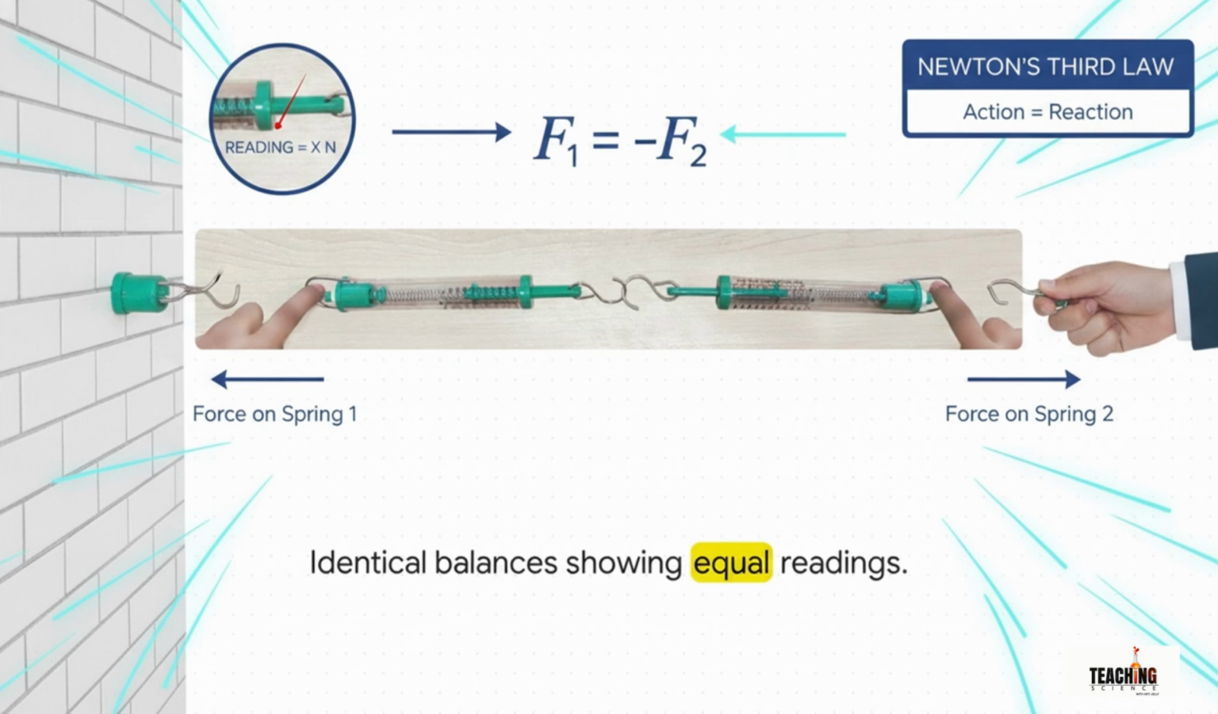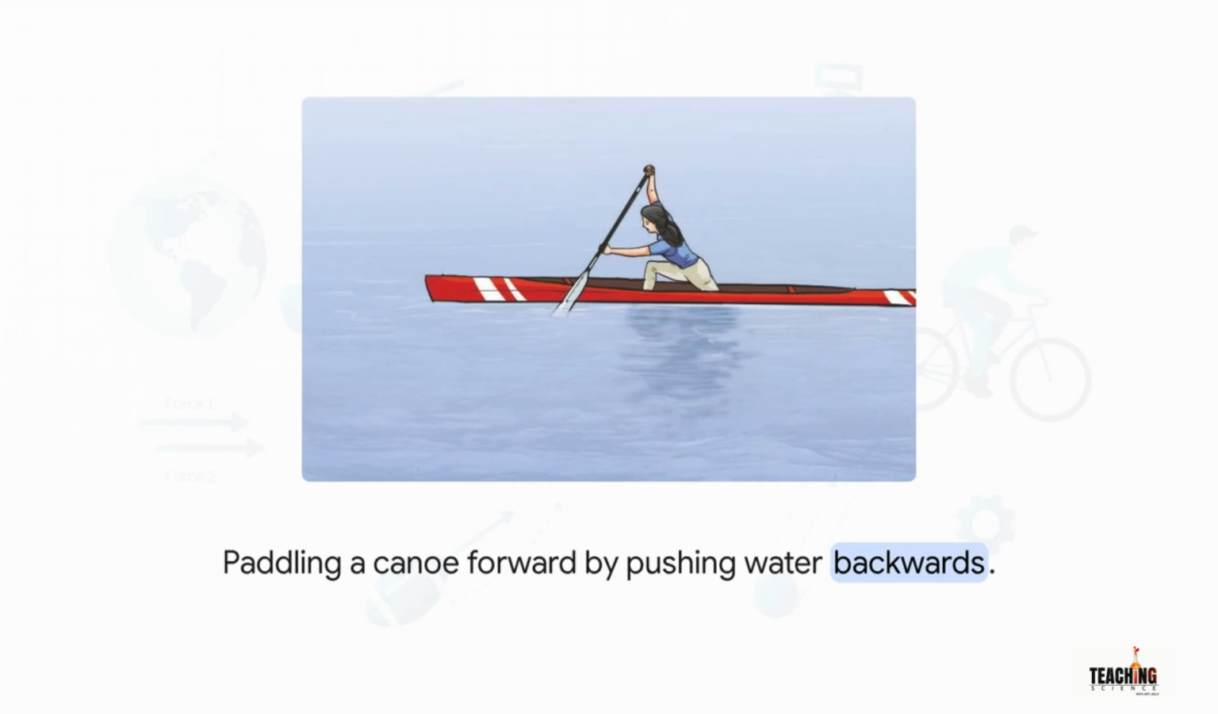Pretty cool, right? Which brings us right back to the curiosity hook we started with. Why does a canoe move forward? Well, according to Newton's third law, when the girl uses her paddle to push the water backwards, that's our action force, the water exerts an equal and opposite reaction force, pushing the paddle, and therefore the whole canoe, right forward.